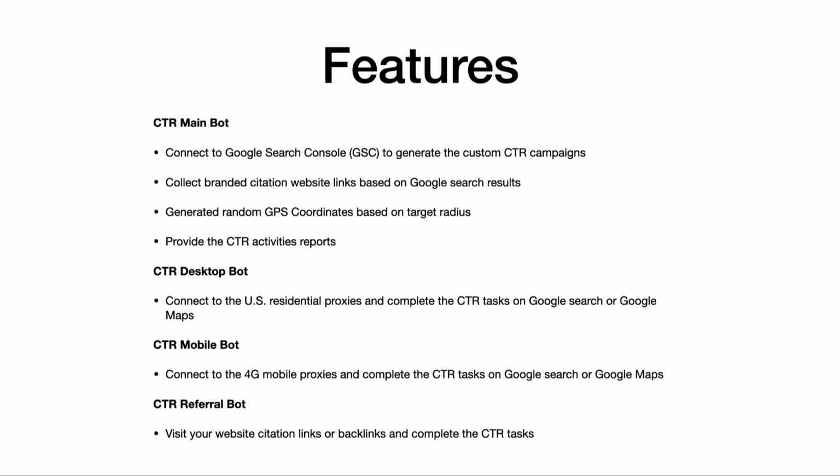All right. Every time, it will also generate random GPS points based on your target radius. That way, every day when the main bot creates the campaign, it always comes with random GPS points. Based on what we found, if we keep using the same GPS location point, Google will just ignore it, and you just lose the CTR activity power.